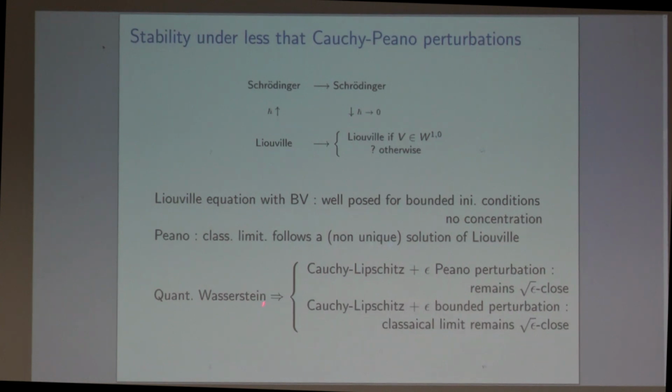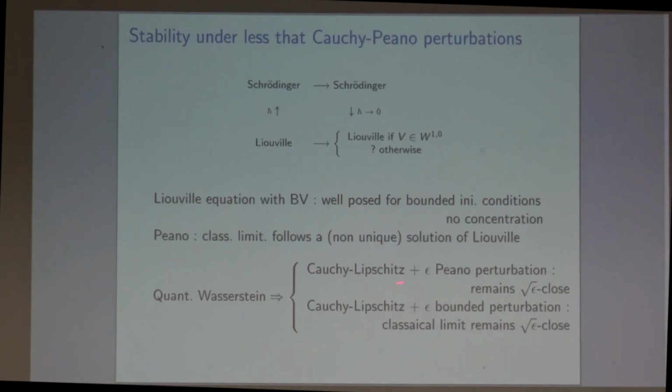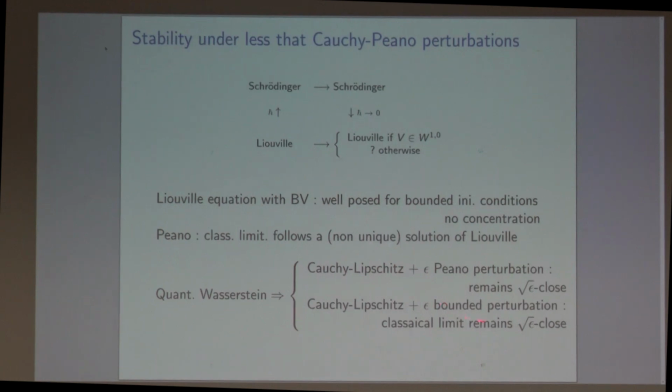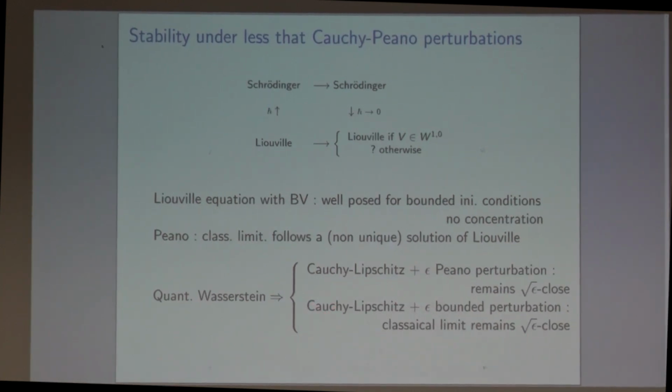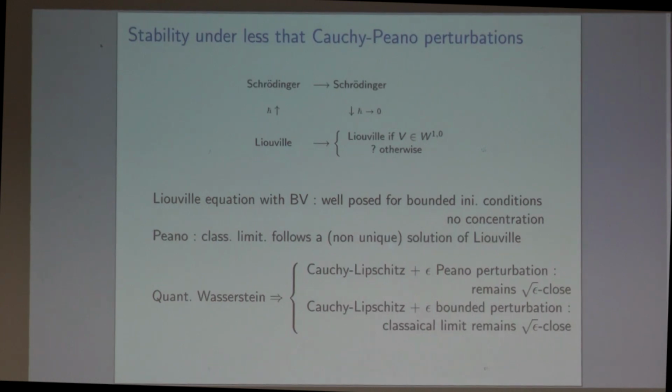And what we prove with respect to this quantum Wasserstein is that if you perturb a Cauchy-Lipschitz flow by something which is just Peano, it remains close to the first one at the distance square root of epsilon. And if it's not even continuous but just bounded, then the classical limit remains close also to the solution of the unperturbed flow. That is, you get something that you don't know what it is, you don't know how it is related to Liouville, but you know that it still stays in a tubular neighborhood.